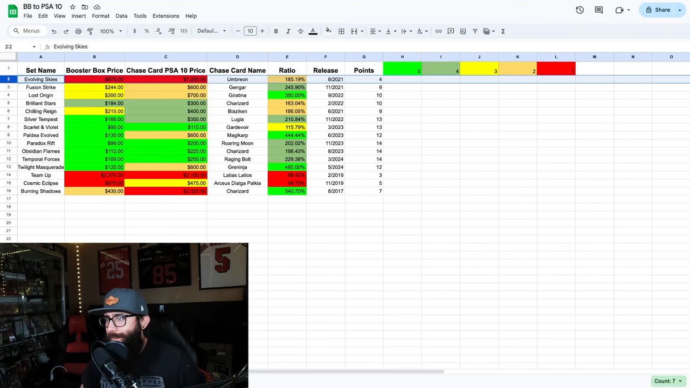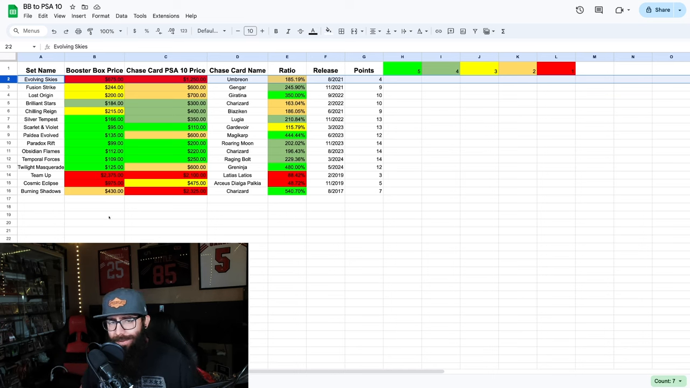Today we are taking a look at price correlation between booster box sealed pricing and PSA 10 chase card pricing. And I'm a very visual person, so I like to see charts and graphs like this a little bit. And we color-coded it, and I'm going to break it all down.